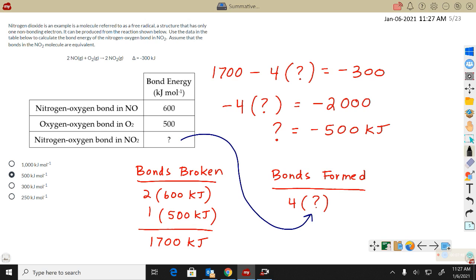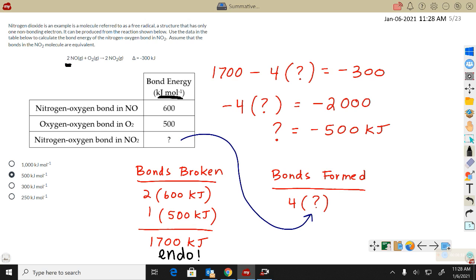They just told you. So bonds broken refers to the reactants. I'm going to have to break that nitrogen-oxygen bond in the nitrogen monoxide. And then in the balanced equation, there's 2 moles of it. And this is kilojoules per mole. So I'm going to have to break 2 moles of nitrogen monoxide bonds and 1 mole of O2, oxygen-oxygen bonds. I add that all up and I get about 1,700 kilojoules. Energy needed, this is endothermic. I have to add the energy to break the bonds on the reactant side.